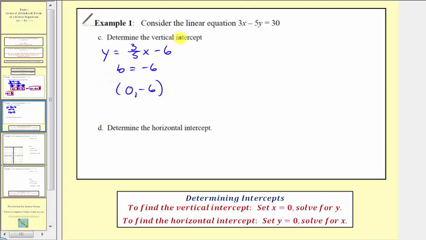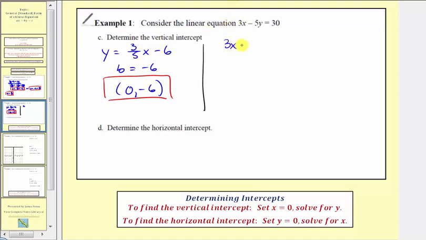Remember, whenever given the vertical and horizontal intercepts, we should always give the point as an ordered pair. We can also find the vertical intercept using the general form of the linear equation, where in order to determine the vertical intercept, we set x equal to 0 and solve for y, and whenever determining the horizontal intercept, we set y equal to 0 and solve for x. So let's show how to find the vertical intercept using the general form.